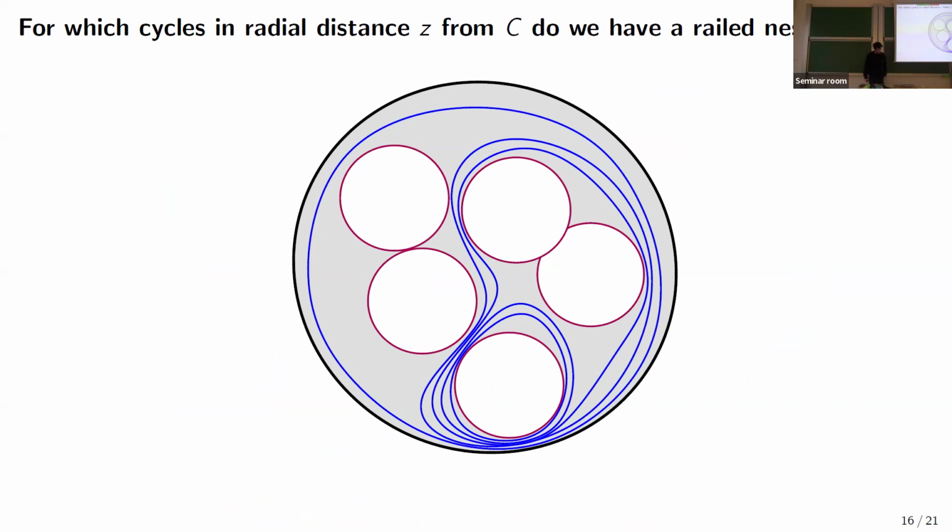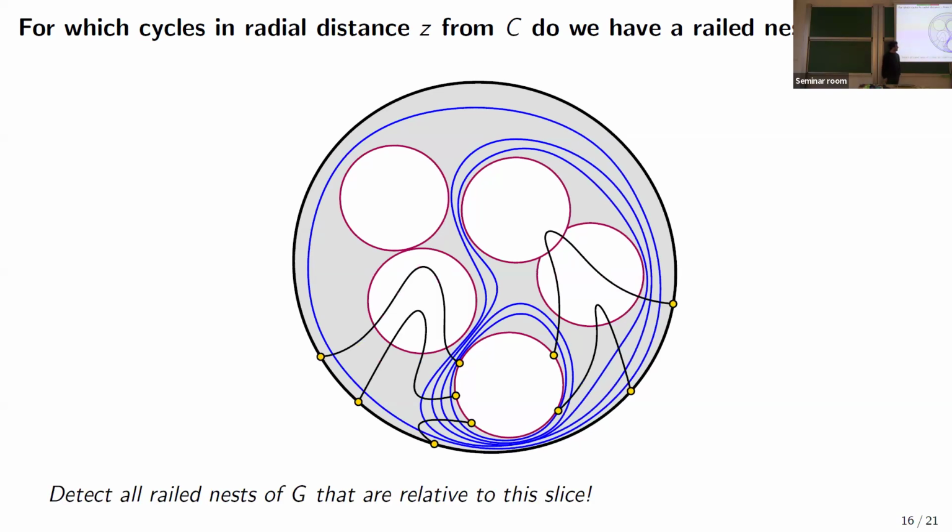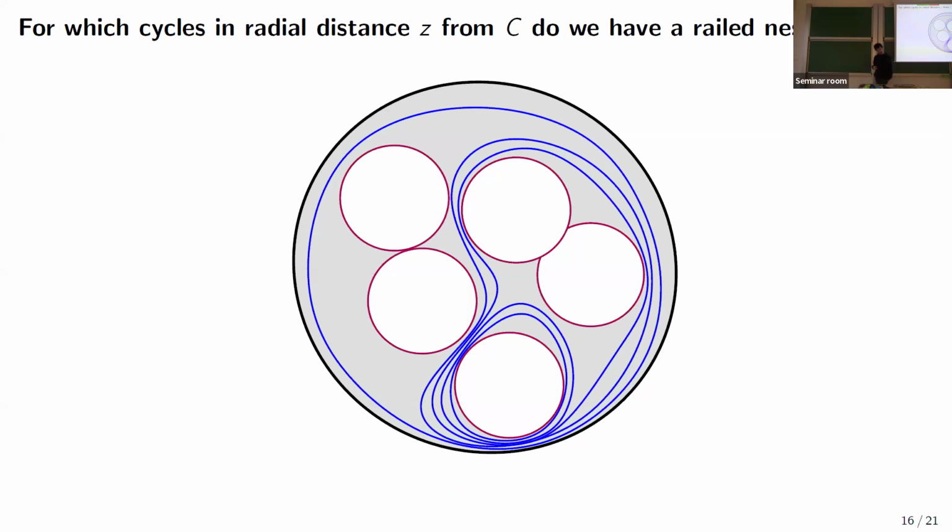And the question is, okay, for each cycle, I can find a nest. But can I also find a railed nest for each cycle? If I had a big enough railed nest for each cycle, then this would mean that I have the infrastructure to apply the insulation property. If I had many paths going from here to here, a big flow, then this flow, together with these cycles, gives me a railed nest.